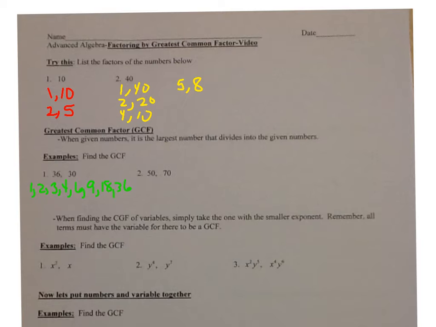All right, so now what are the factors of 30? So the factors of 30 are 1 and 30. That gives us 30. 2 times 15. 3 times 10. 4 does not go into it. 5 times 6. And then we have 3 times the 10, 2 times the 15, and then the 1 times 30. So what would be the largest number that goes into 30 and 36? That would be the 6. So the GCF is 6.